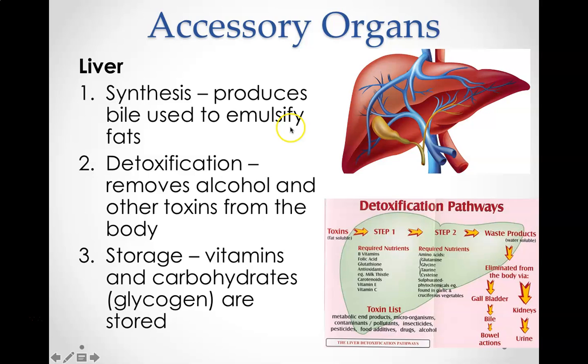So then we have the liver, the largest organ in our body besides skin, the largest interior organ in our body, I should say. And it's got three main jobs. The first job is synthesis, meaning it's producing something, and it's producing bile, which is a liquid that helps to emulsify fats. The second job is detox, so it's removing alcohol and other harmful toxins from the body. Our livers are super important for this reason. And storage, so the liver can also help to store vitamins and carbohydrates as glycogen for when we need them later.